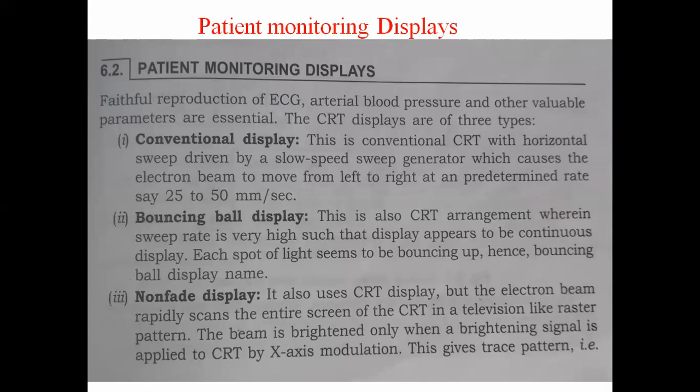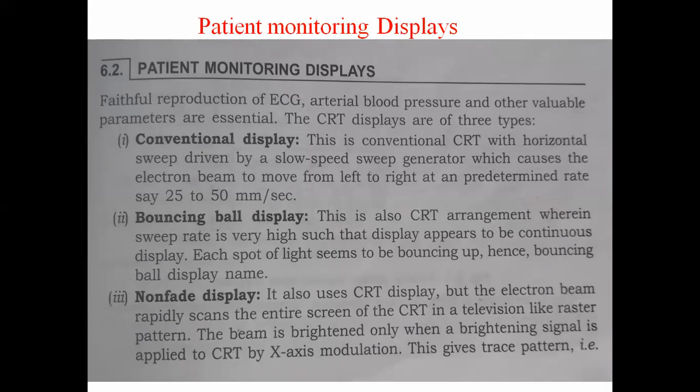This type of analysis can be performed using the CRO or oscilloscope. To do this we require an oscilloscope. This is the CRT, a conventional display. We can use channel 1 as the input, so the waveform signals obtained from the ECG machine will be given as input to this CRT or oscilloscope.